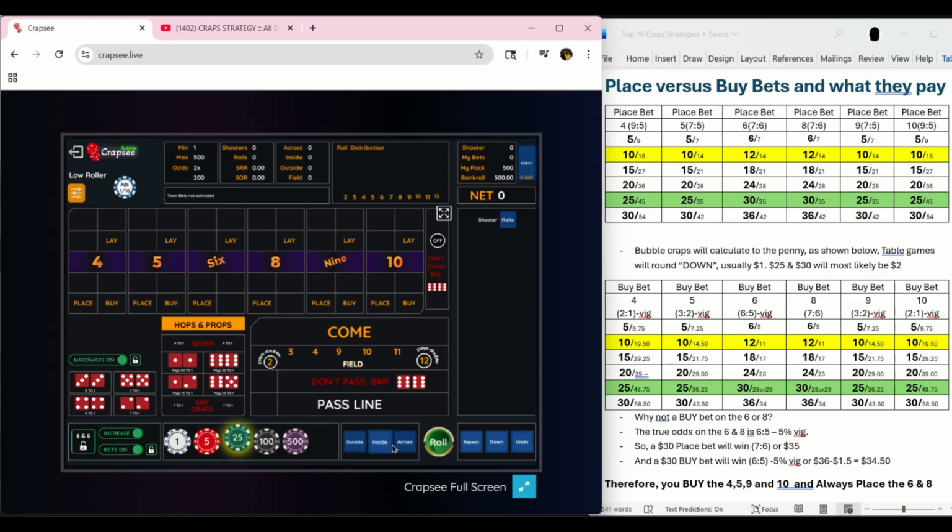So if I say 25 across, it puts buy bets on the 4 and on the 5. It has no option but to make the 6 and 8 place bets. And the 9 and 10 are both buy bets. Now, if I take that down and just do a $5 across, Crapsy will always put a buy bet. It looks like it will always put a buy bet on the 4, 5, 9, and 10.